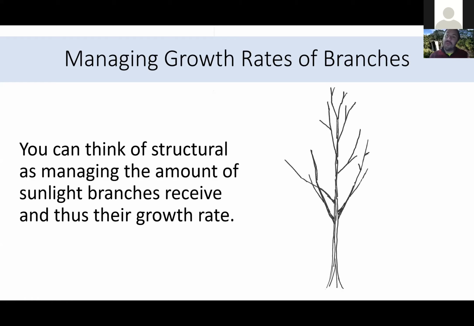On the other hand, if there's two competing branches and we remove one, and the one that we leave now gets more sunlight because we removed the other one, it will hypothetically grow faster. So a lot of structural pruning is saying like, you branch, you're getting too big, I'm going to prune some off you to slow you down. Or you're going to be the central leader, and so the branches that are competing with you, I'm going to shorten them so you get more sunlight and are better able to be the central leader.